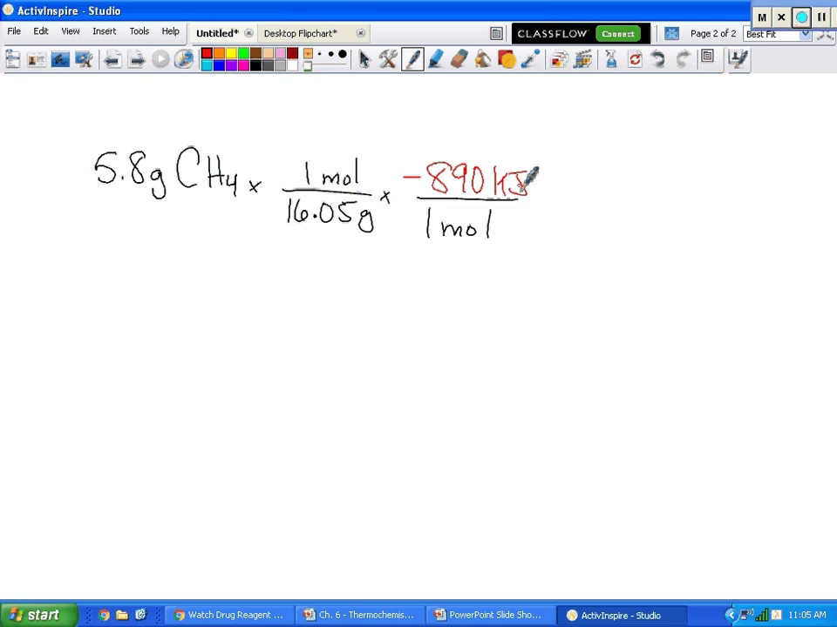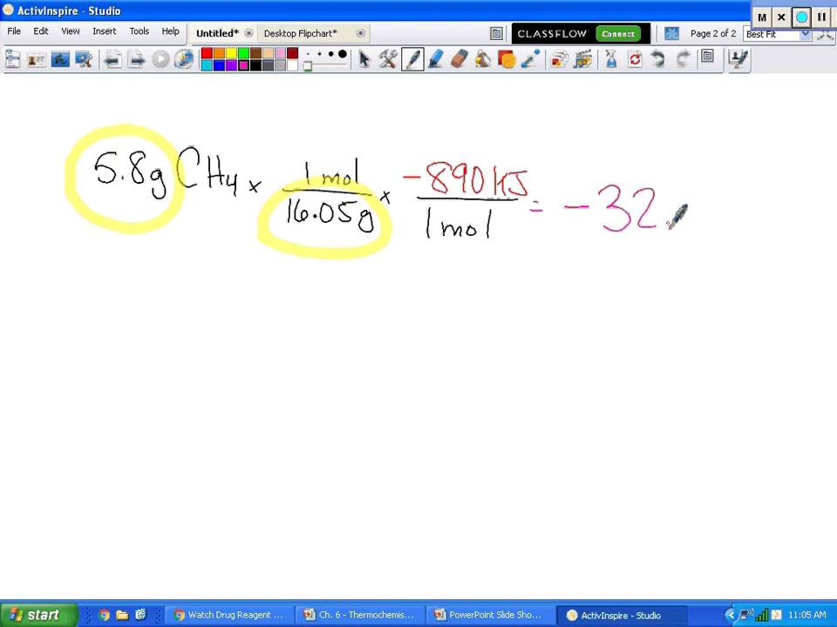Now here's the one thing I want to talk about. How much methane did you start with? You started with 5.8. How much is 1 mole of methane? 16.05. So did you start with more or less than 1 mole? Less than a mole. So did you have more or less than 890? You should have less than 890. So when you calculate it, what should be your answer?